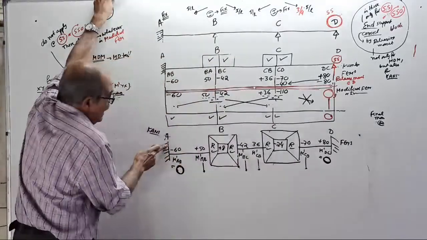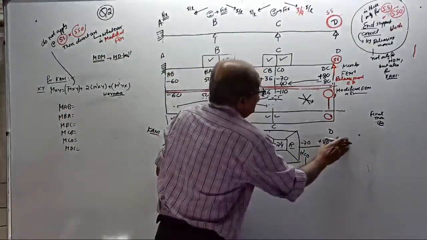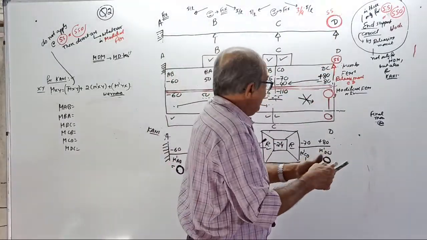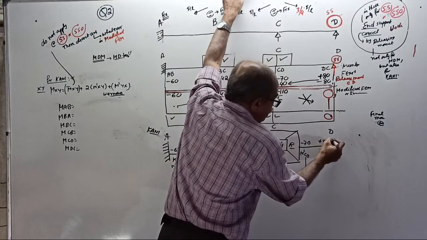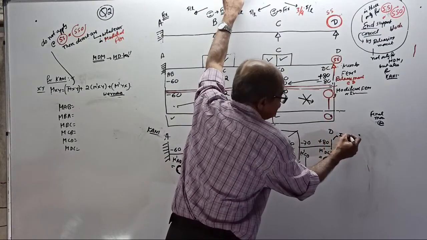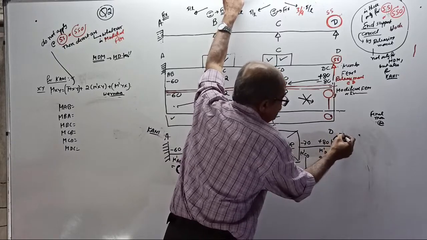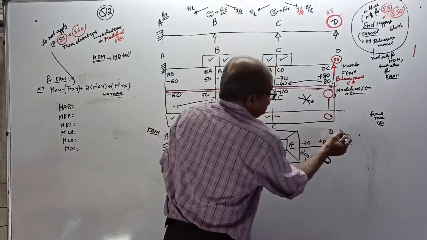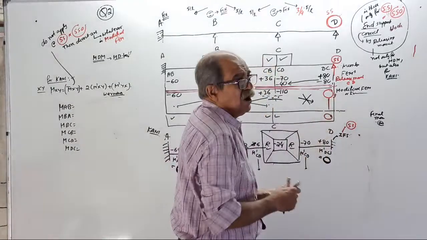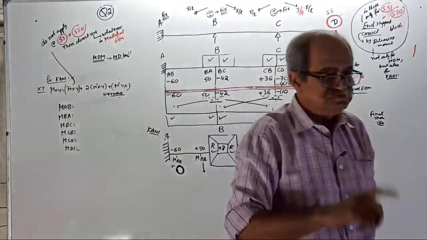See, now A is fixed, but D is not fixed. Tell me. In Kani's method, if simple support is there, it is replaced by what? Imaginary fixed support. Remember. See, this way, light line. Imaginary fixed support, which is originally simple support. Correct or not?